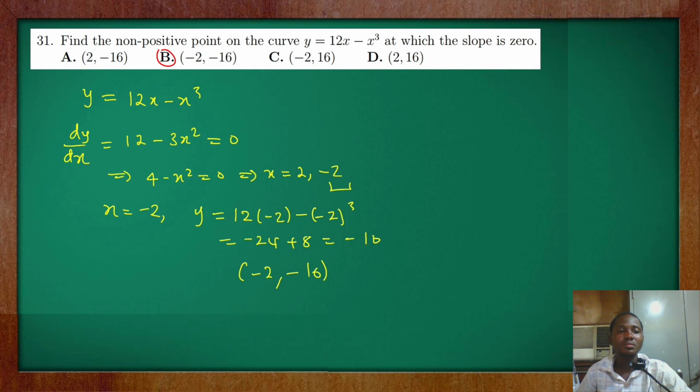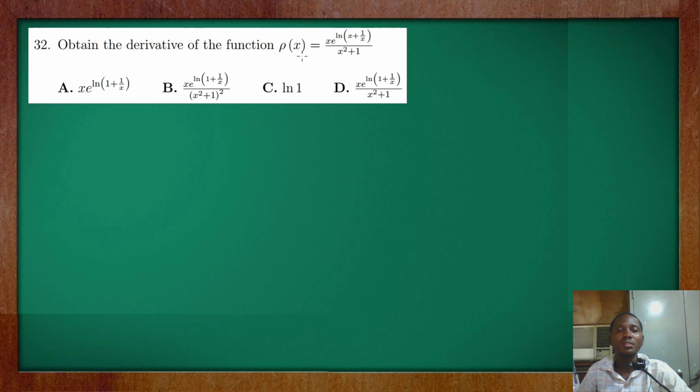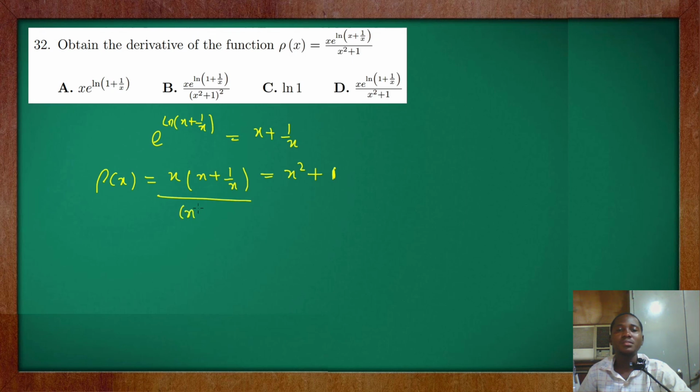In this question, they ask us to obtain the derivative of the function rho of x equal to x multiplied by e raised to power ln of x plus 1 over x, all divided by x squared plus 1. Now, you will notice that e raised to the power of ln of x plus 1 over x itself is x plus 1 over x. So rho of x can be reduced to x multiplied by x plus 1 over x, which is the same thing as x squared plus 1. Then here we have x squared plus 1 divided by x squared plus 1. Of course, this will give us 1. So that means we have rho of x equal to 1.